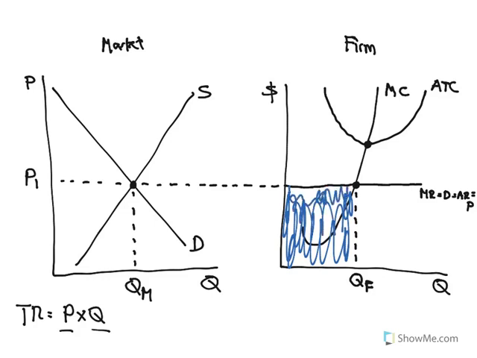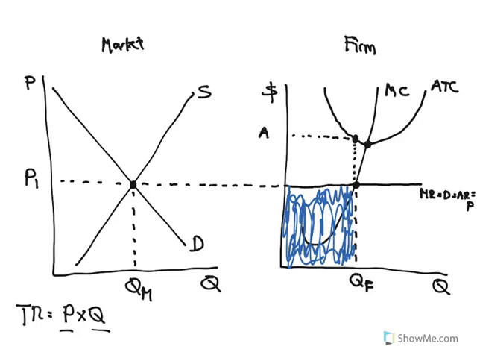Okay. And then what about total cost? Well, to get total cost, I need to find my ATC at QF. So I'm going to extend my dots up, okay? And it's a tight squeeze there, the way I drew it, and then over.